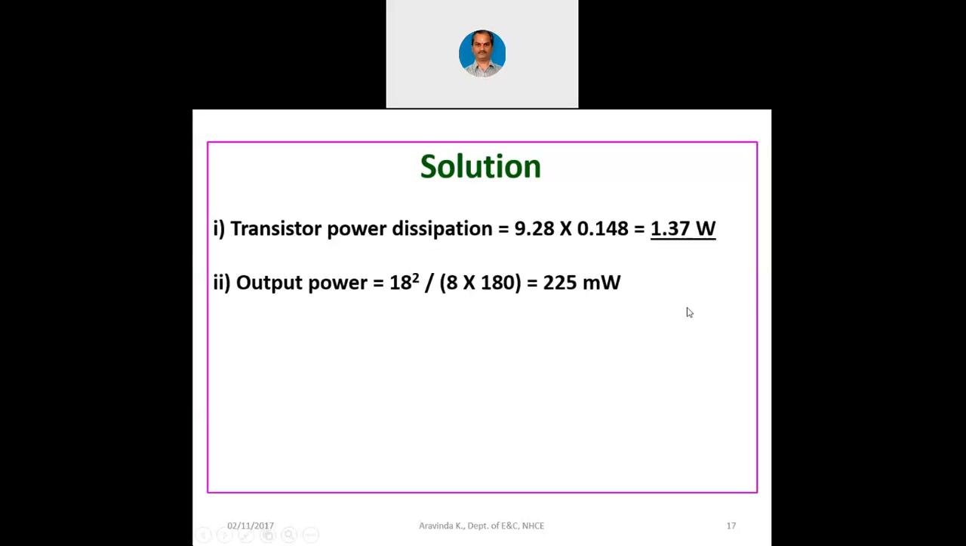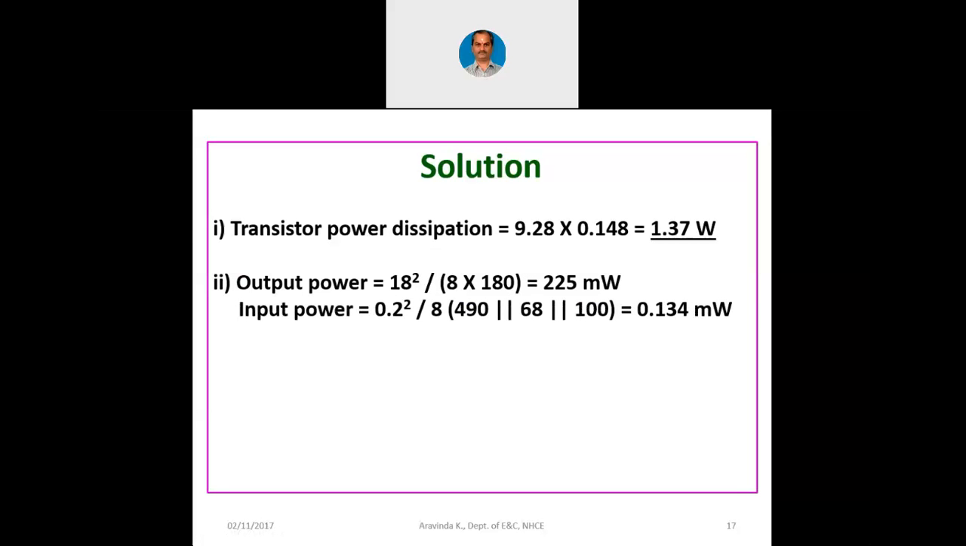Next one, output power is V out squared divided by 8 RL. Here I have considered only RL. Actually, in the formula also only RL is mentioned. So V out squared divided by 8 RL, as RC is part of the DC power also. That is why let us consider only RL. 18 squared divided by 8 RL, that is 225 milliwatt. This is the output power.